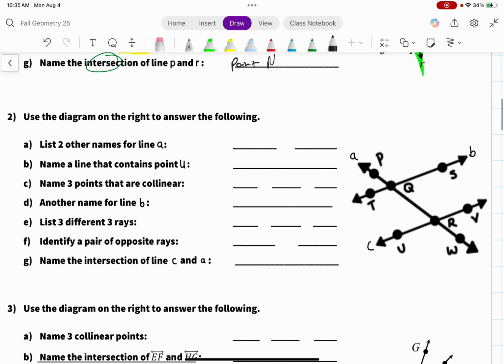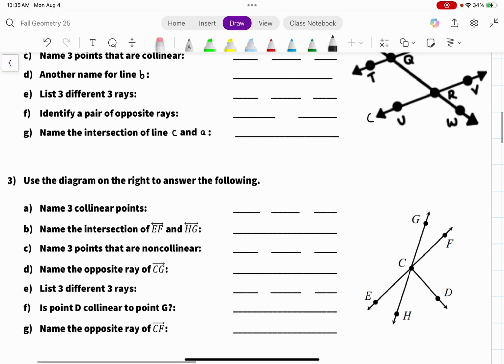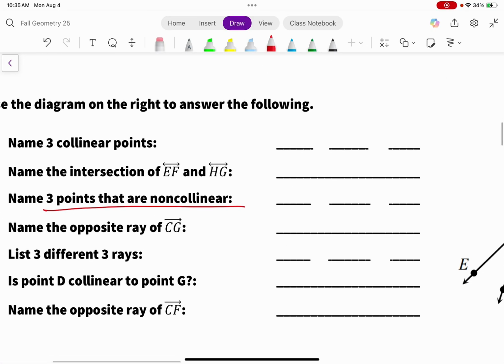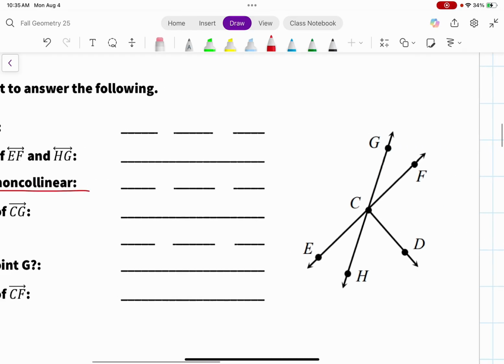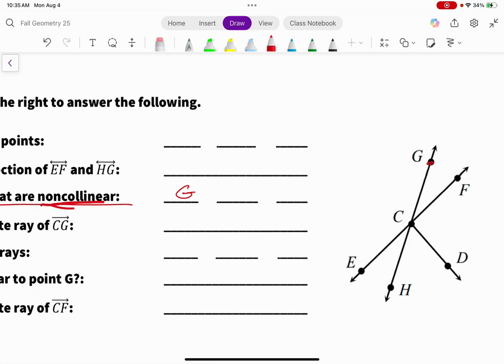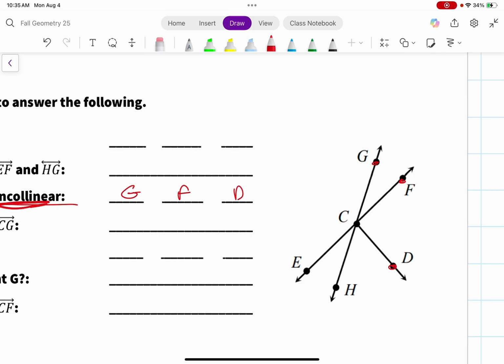All right, I'm going to skip around here again. Opposite rays, collinear points. Name three points that are non-collinear. Everybody's going to come up with different answers, so don't think you're going to have the same answer as your buddy. I'm going to go with G, F, and D. Non-collinear means it's not going to be on the same line. They're on three different lines, or three different directions.